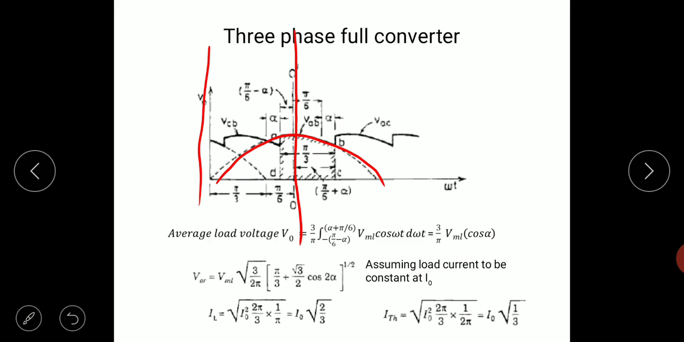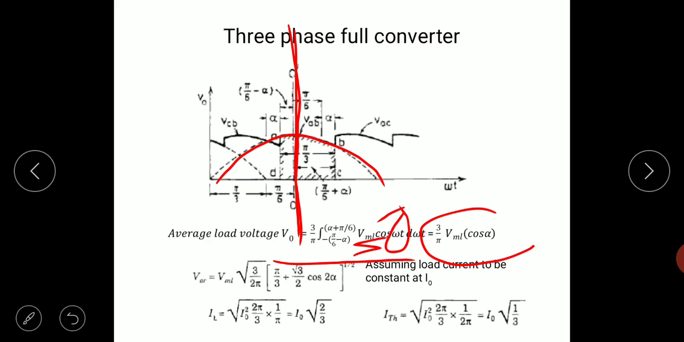For this origin it was sin omega t, and for this changed y-axis the curve is cos omega t. So in this case we will multiply voltage by cos omega t, and remember that these are line voltages, so we will put VML rather than VMP, and by integrating this we come to our final voltage value, that is 3 by pi VML cos alpha.